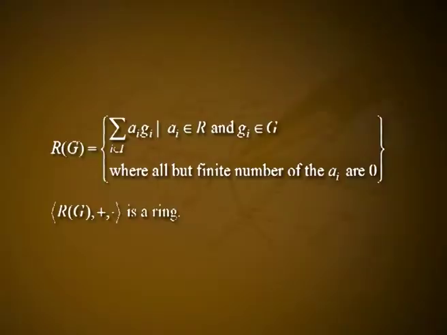Theorem 1. If G is equal to the set of all g_i, i belongs to I, is any multiplicative group and R is any commutative ring with unity, and RG is equal to the set of all sums over i belonging to I of a_i g_i, a_i belongs to R, g_i belongs to G, where all but a finite number of a_i are 0, then the set RG under addition and multiplication is a ring.